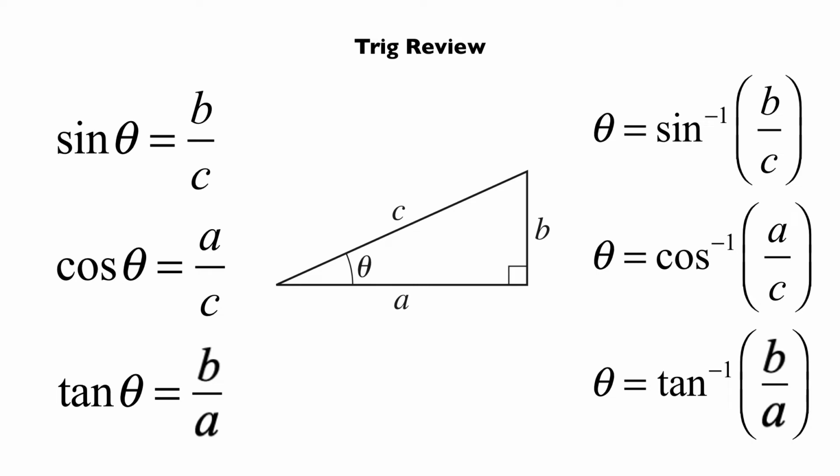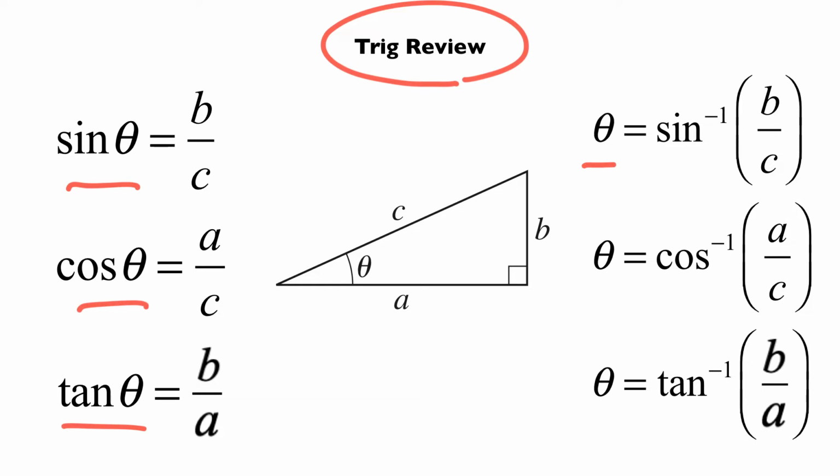Now I want to do a quick review of trigonometry, and this is something we talked about in the very first week of class. Remember, if I have this triangle right here, we have relationships for sine and cosine and tangent that are ratios of the sides, or if I know the sides, I can find the angles by doing the inverse trigonometric functions. This is something that you've learned about previously before taking this course.